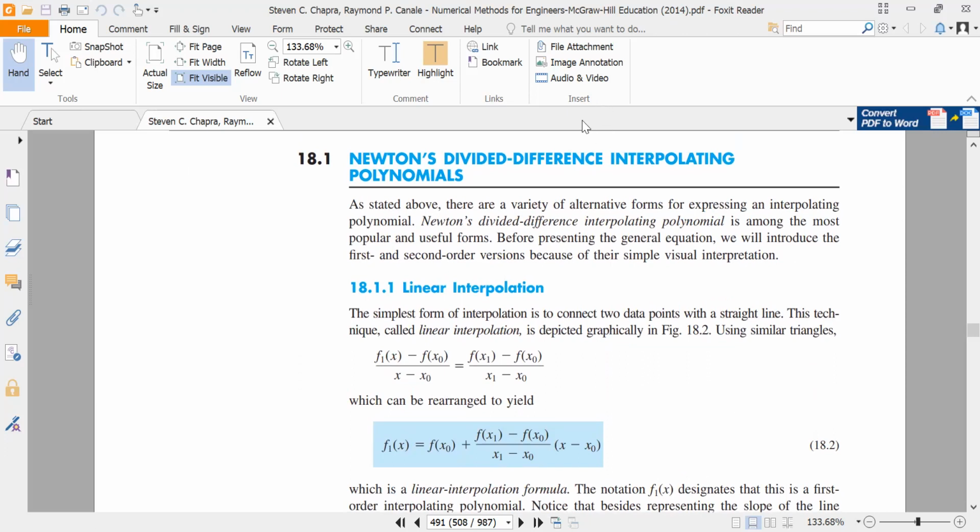The first thing I have already discussed. In your first order approximation, if we have 2 values available with us, then we can find the equation of a straight line that will pass through these two. That straight line can be used to find, predict, or interpolate a value that lies between the upper and lower limits of your straight line. So this is called linear interpolation, and the equation is 18.2.